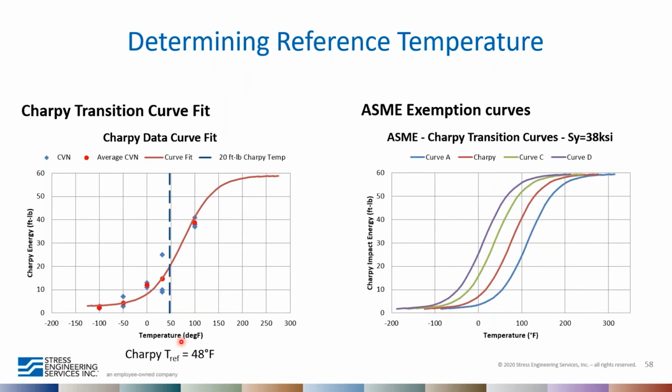It's also possible to get an equivalent transition curve based on ASME exemption curves. So in general, ASME categorizes pressure vessel steels into exemption curves A, B, C, and D with increasing toughness. And so if you look at each of these curves, you'll see that curve A has a transition temperature that's approximately 88 degrees. That's the highest one. And curve B has a transition temperature of about 50 degrees. Okay, so by understanding these transition temperatures, it's possible to estimate an equivalent reference temperature that can be used for Charpy correlations.